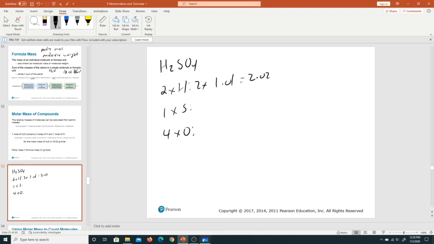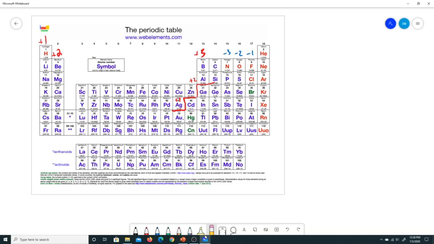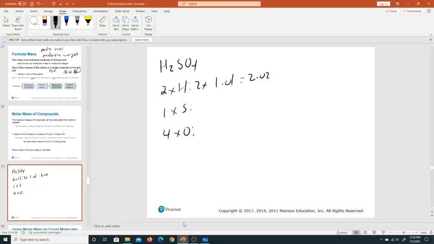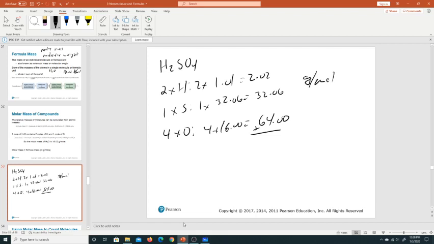Sulfur over here is 32.06 in this table. So 1 times 32.06 is just 32.06. And then oxygen is going to be 4 times 16. So 16 plus 16 is 32, double that is 64. Add these all up. Now the units for this are all going to be grams per mole. So we get 64 plus 32.06 plus 2.02, that's equal to 98.08.